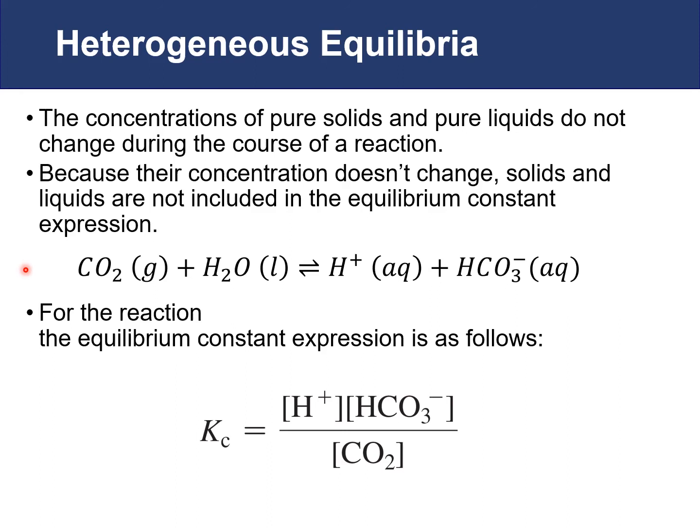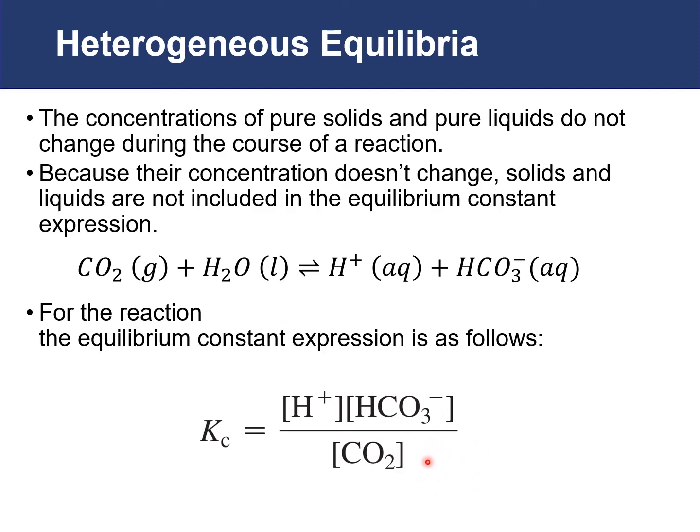So let's say we have our reaction here. Carbon dioxide reacts with water. Note the water has an L. This means that it's a pure liquid. So CO2 reacts with water to form H plus aqueous plus HCO3 minus aqueous. The equilibrium constant will be our products over our reactants raised to their respective powers, leaving out pure solids and pure liquids. This water gets left out of our equilibrium constant expression.